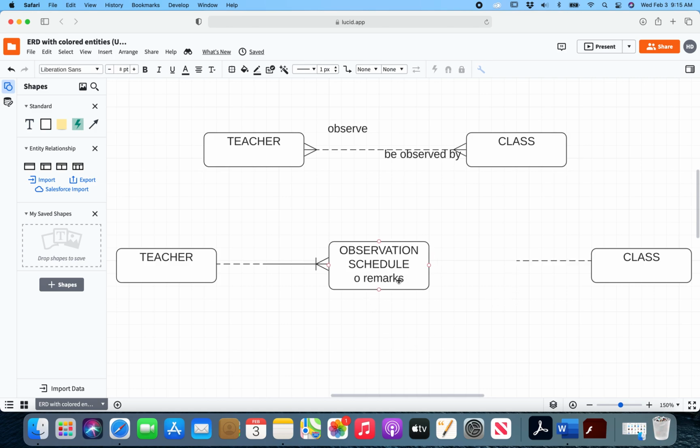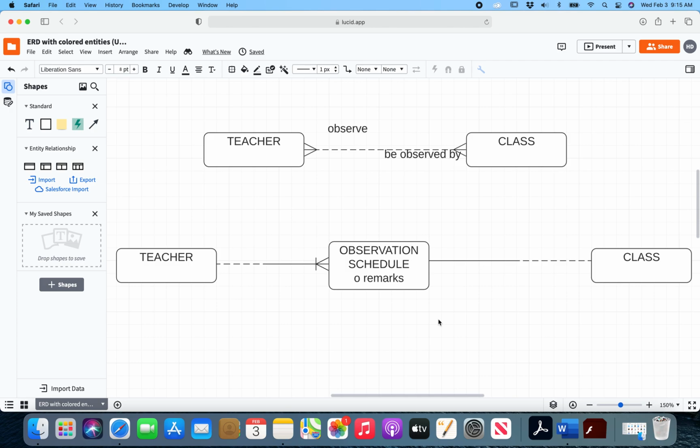Going from observation schedule to class, if there's a teacher scheduled to do an observation, they need a class to observe. So the observation schedule must have a class associated with it. No wiggle room here. So now for the cardinality.